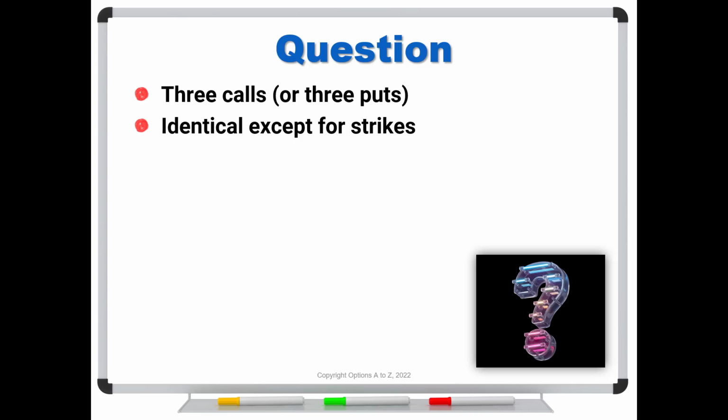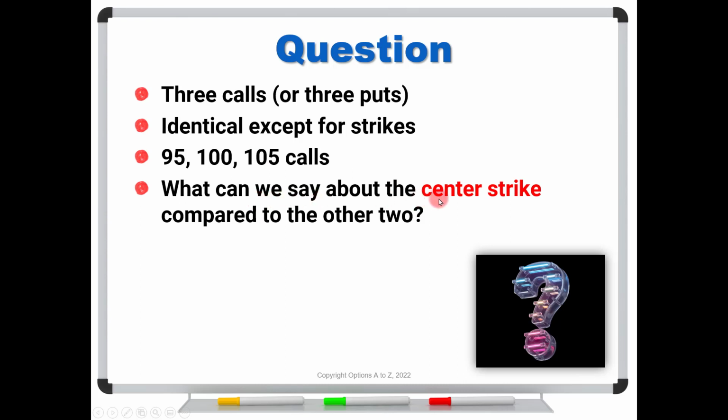So for this video, I'm going to just pick, let's say, the 95, 100, 105 calls. Now, it turns out that they don't necessarily have to be equally spaced like I have them here. In this example, I have them $5 apart on the left side and $5 apart on the right side. So again, that doesn't necessarily have to be true, but the rule will break down. That's a separate video. But for right now, let's look at them as if they are symmetrically spaced. And when we see this, what can we say about the center strike, in this case the 100, compared to the other 2? What's the relationship here?